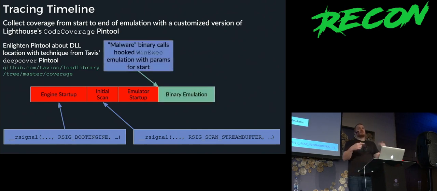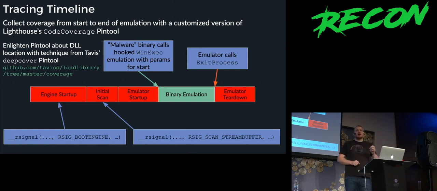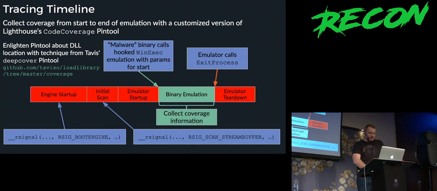Then there's a brief point where our malware is being emulated inside this emulator, and we care about that. We want to see what code our malware can hit while it's being emulated. So I was able to hook some functions internal to the emulator to let me get some enlightenment about when the emulation is running and when it's not. In particular, from WinExec, I made a malware binary that calls WinExec immediately, and then the emulator calls ExitProcess at the end of emulation. So using these hooks, I can just trace from start to end of emulation. And then at the end, we don't care about emulator teardown. So it's nice to be able to collect this very brief snapshot of emulation right there.